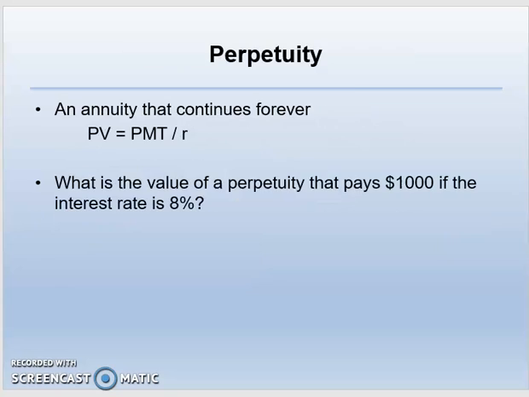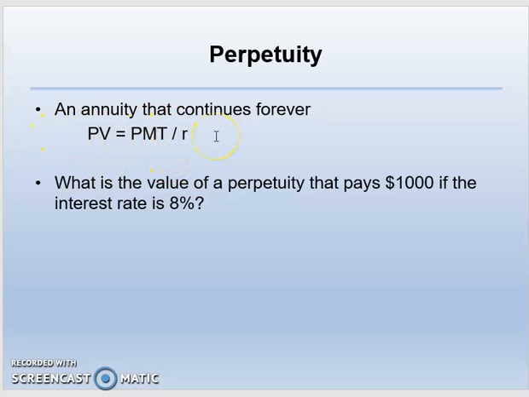Let me just finish up here. A special kind of annuity is a perpetuity. This is an annuity that goes on forever. To calculate the present value, it's simply the payment divided by R. And you can switch these around, right? If you have so much money and you want to see how much you can get a year, you would take the present value and multiply it by R to get your payment.